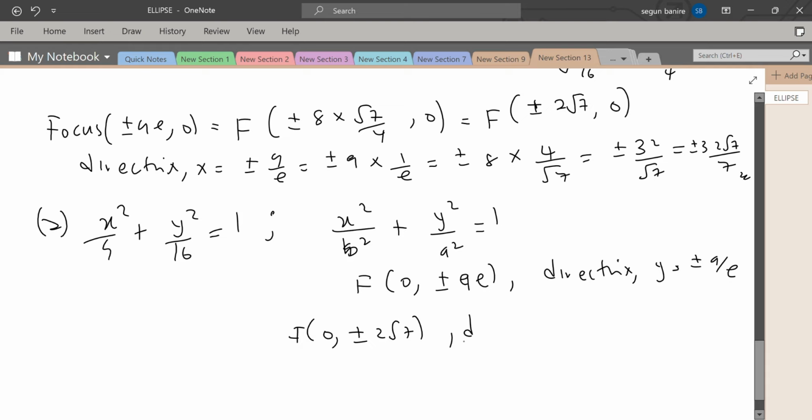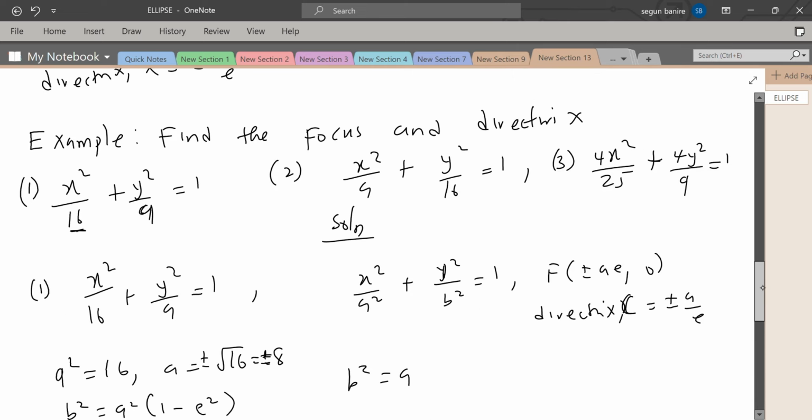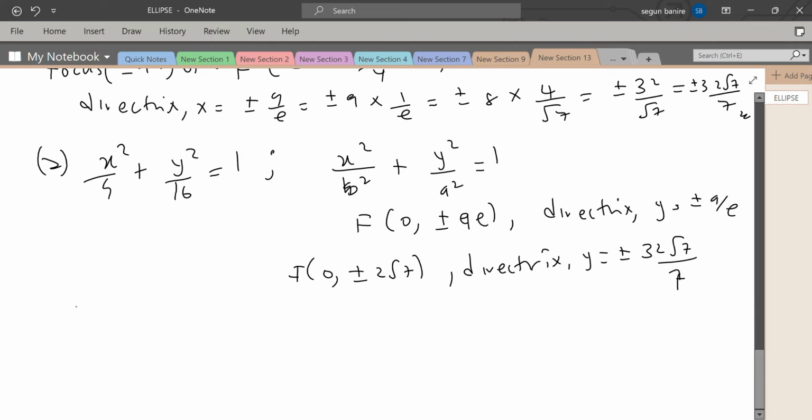And then the directrix will be y equals plus or minus 16 root 7 over 7. So that is all. Then for the last example, you have 4x squared over 9, is it 9 over 25, plus 4y squared over 9 equals 1.